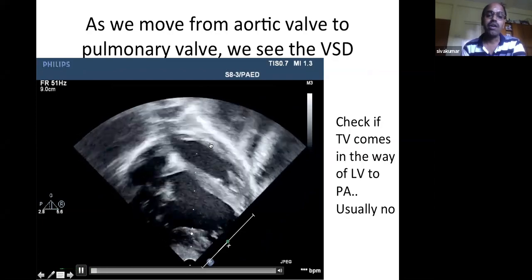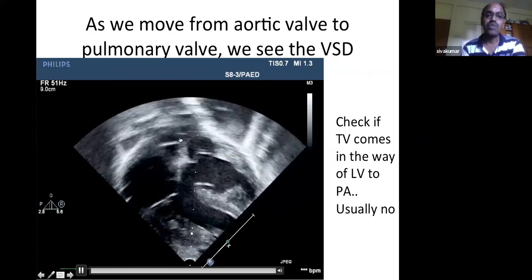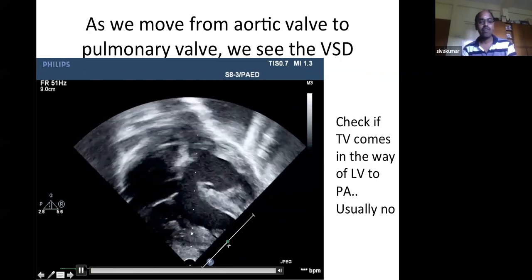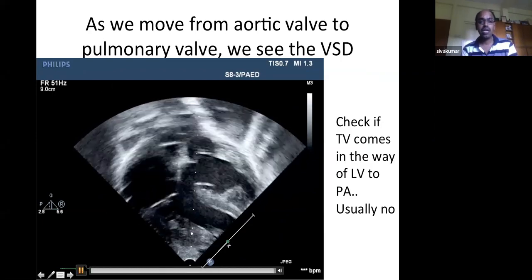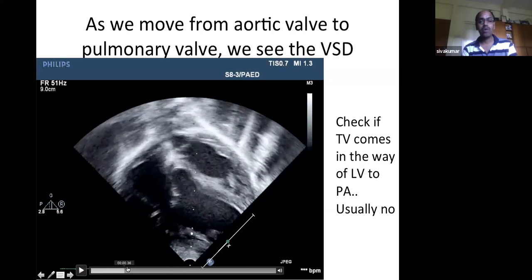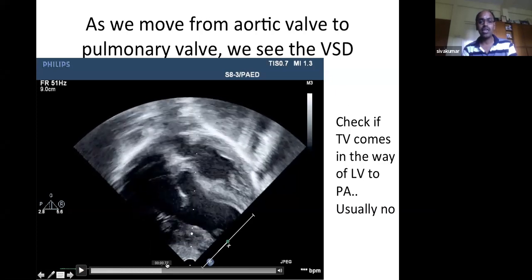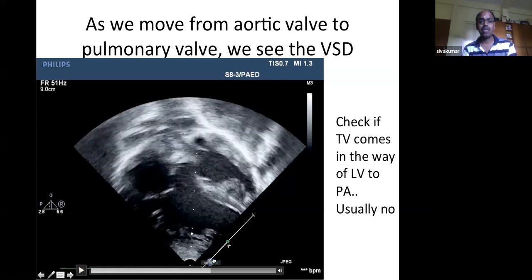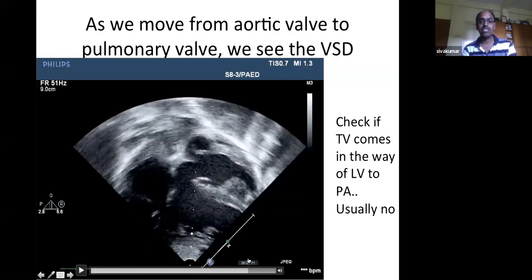So from an anterior sweep, as we are moving posteriorly, I'll freeze it again. This is the right ventricle giving off the aorta, and now we are progressively moving posteriorly. We can appreciate that the pulmonary valve is going to appear. This is the pulmonary valve. So this left ventricle has to be routed towards this pulmonary valve.